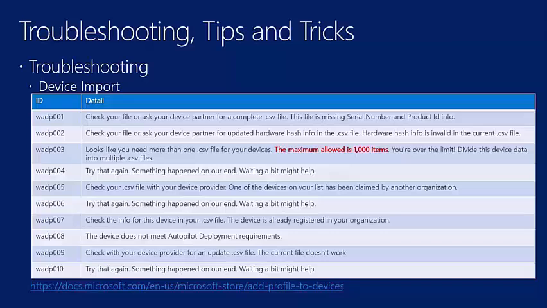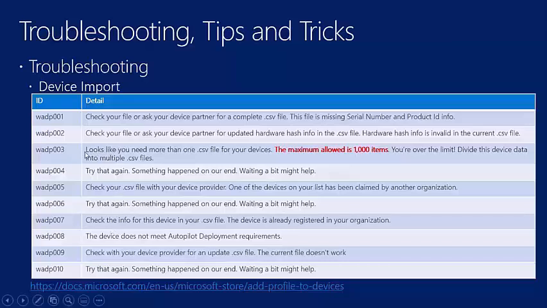The first is the device import, right? That's where I would go into the portal and load the CSV file that contains a list of all of my devices that I want to register with the Autopilot service. When you do that, there are some problems that you might come across, and these are all documented under the Add Profile to Devices documentation. But I show them to you here, and it's really nice to have this interpretation so that you can figure out pretty quickly what's going on, right?